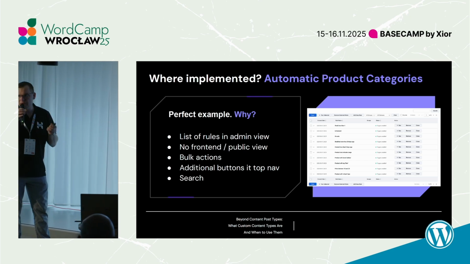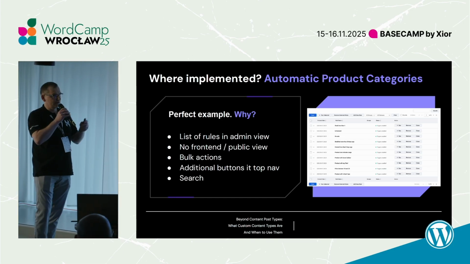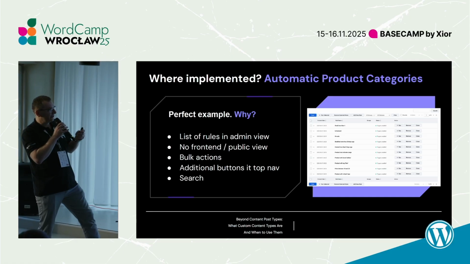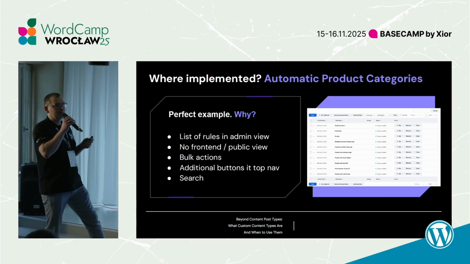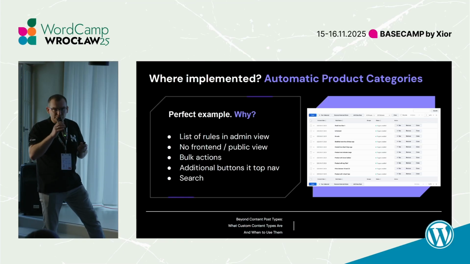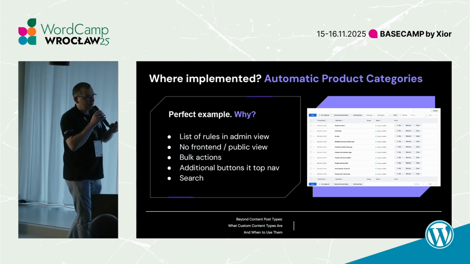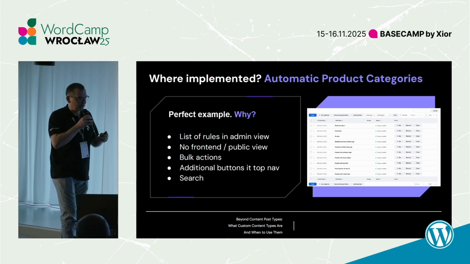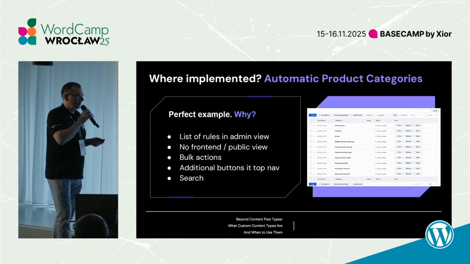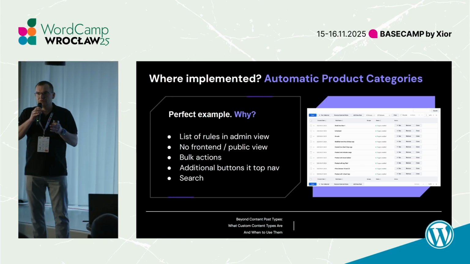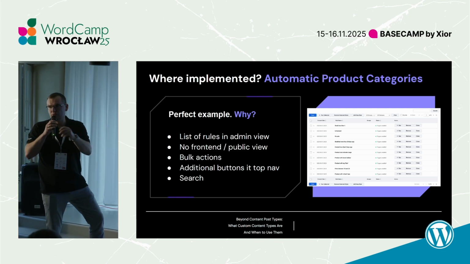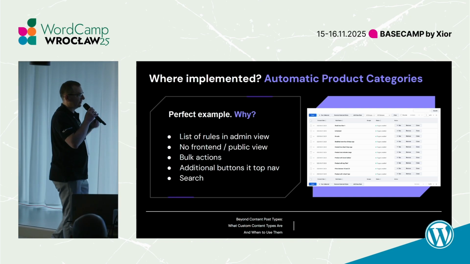This plugin is available in the official WordPress plugin library. And shortly, what does this plugin do? It gives you the possibility to set up rules which automatically assign categories to products. For example, if the product has a t-shirt in the name, automatically attach it to the clothes category. Or, for example, if the product's created date is only 1 month old, automatically add the tag new. So that's how it works.